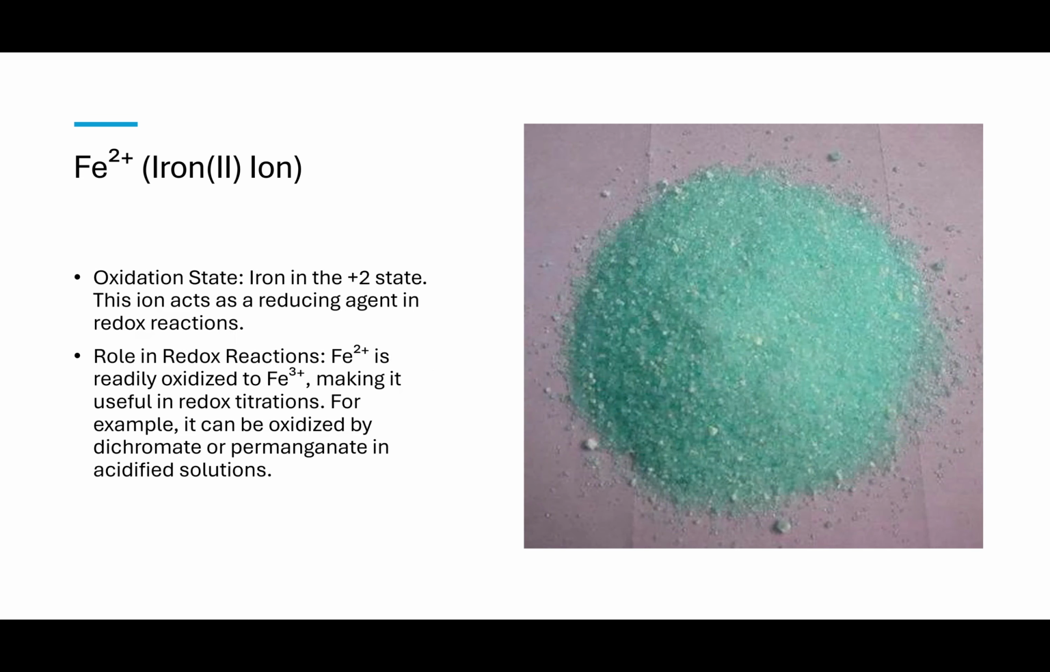So that is it. And here we have iron 2+, which is our ferric iron. It is readily oxidized to iron 3+, making it useful in redox titrations. It's great for redox titrations. It can be oxidized by dichromate or permanganate in acidified solutions. So we generally use it in redox titrations. You tend to see a bluish green color, a dirty green color, and it changes to the brownish red as the titration comes to completion. So it's generally used in those redox reactions.